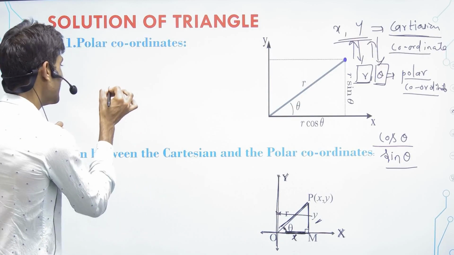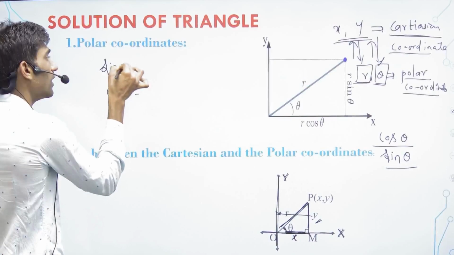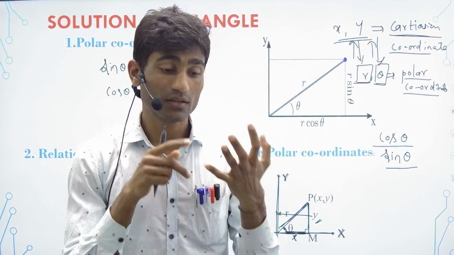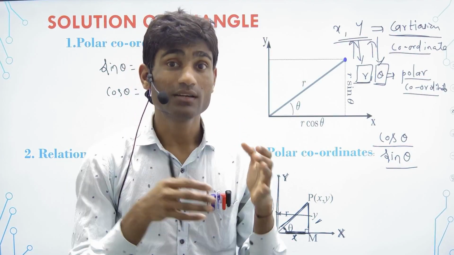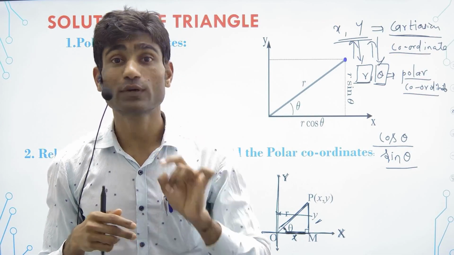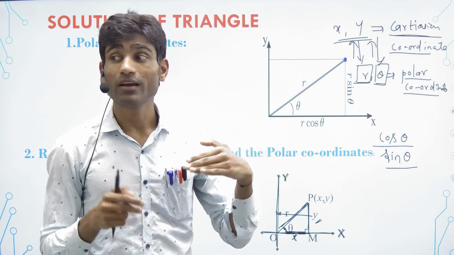So here we want cos theta and sine theta. For finding cos theta and sine theta, as we know, sine theta is defined as the opposite side of our triangle upon the hypotenuse. That is for sine theta. And when we want cos theta, we take the adjacent side upon the hypotenuse.